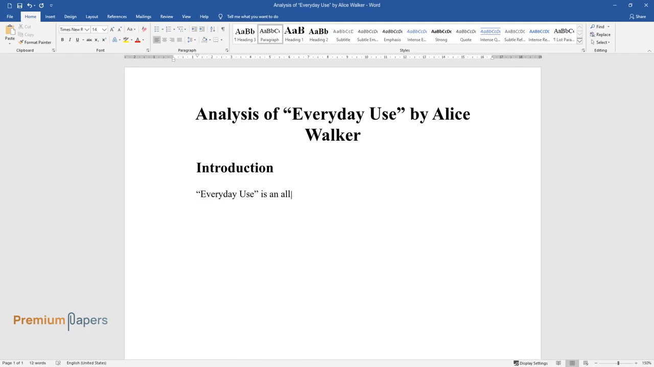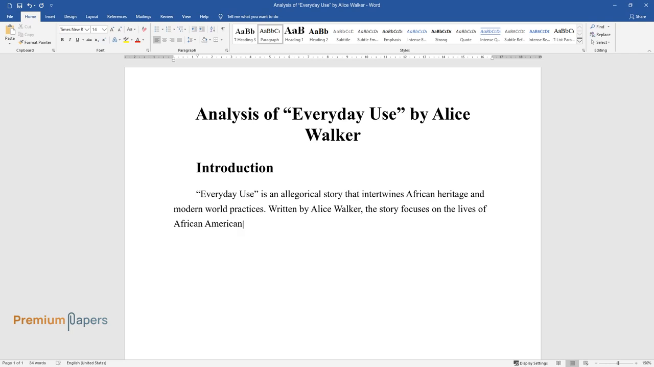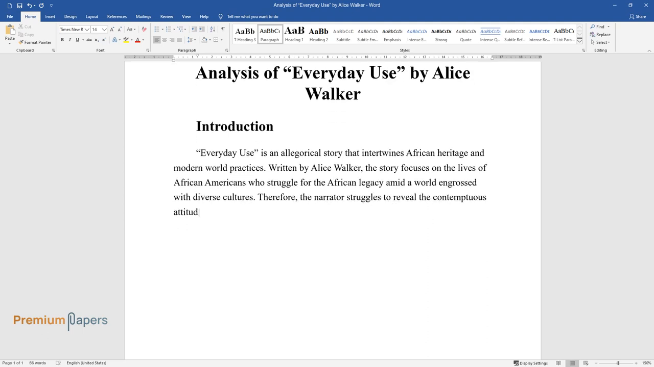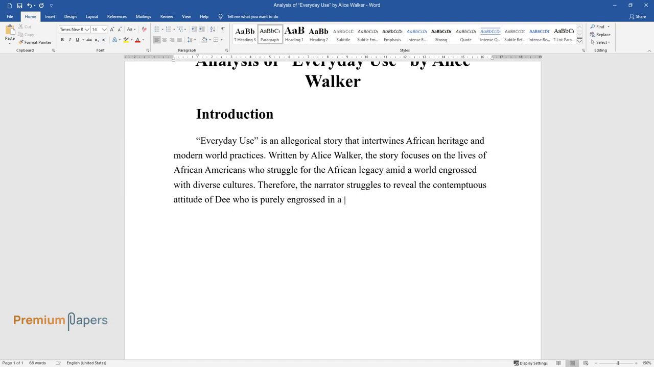Everyday Use is an allegorical story that intertwines African heritage and modern world practices. Written by Alice Walker, the story focuses on the lives of African Americans who struggle for the African legacy amid a world engrossed with diverse cultures. Therefore, the narrator struggles to reveal the contemptuous attitude of Dee, who is purely engrossed in a new culture.